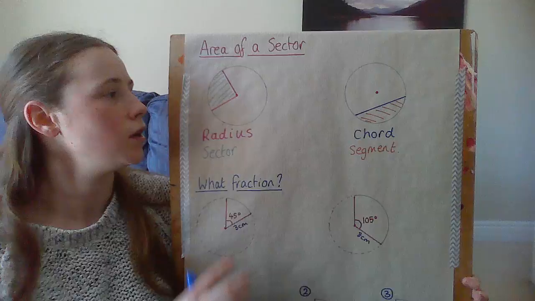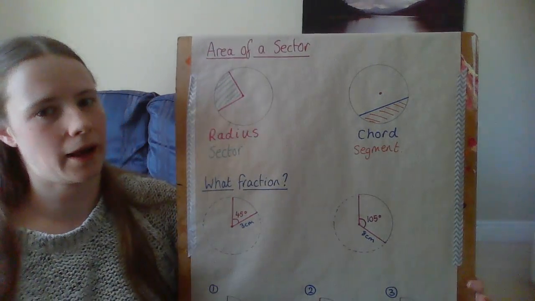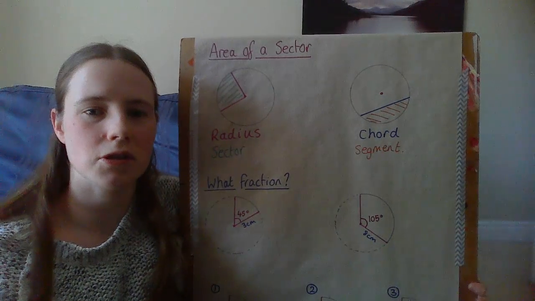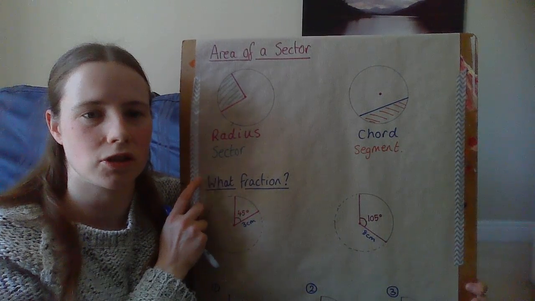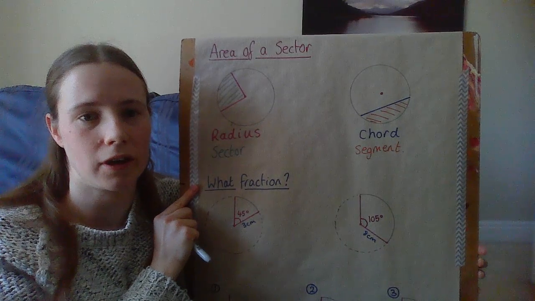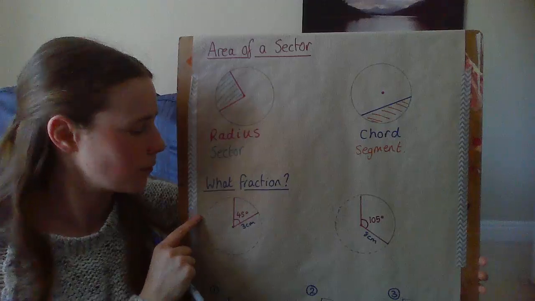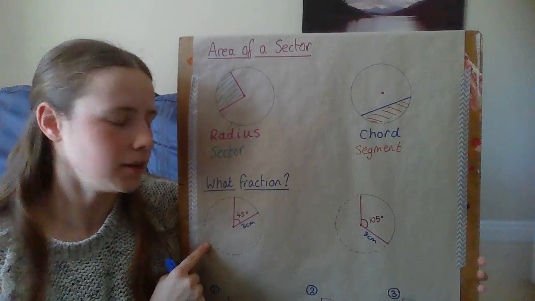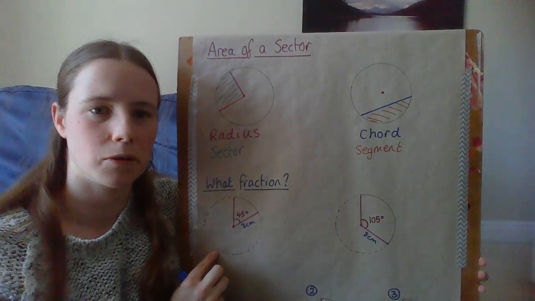So we know for sure that the two straight lines are radii, which is going to help us do the working out. First of all, in order to do these questions, we have to be able to answer the question, what fraction of the circle have we been given to look at? I'm going to go through two examples and then I'm going to give you a few of those to do on your own. Looking at this one here, I've got 45 degrees out of the whole circle.